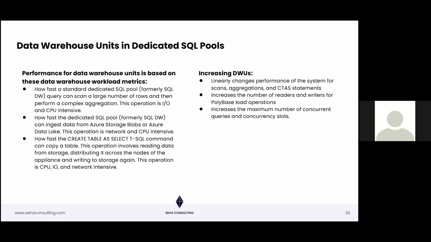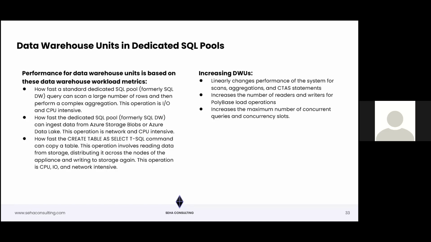So talking more about data warehouse units, how we talked about with DTUs, they had those read, write, update and insert benchmarks that they used to define what a DTU was. Over here, the way they define it, and you can read them in more detail in the slide deck, it's dependent more on how fast a dedicated pool can query a large number of rows and perform an aggregation, right? So it's an IO and CPU intensive operation.